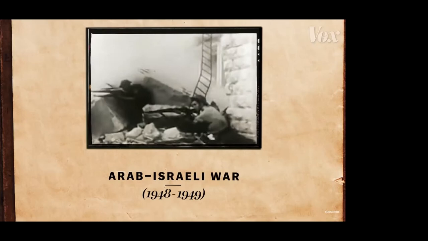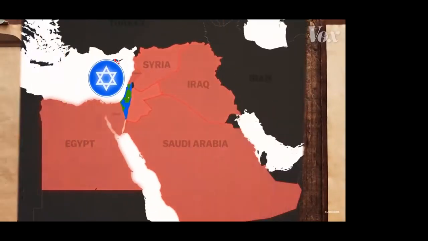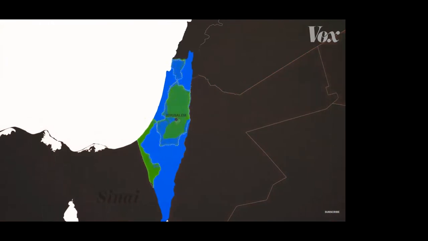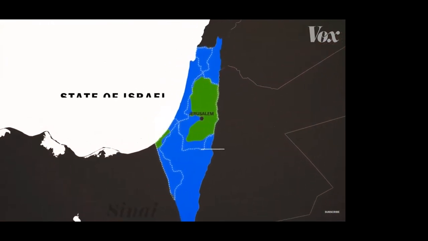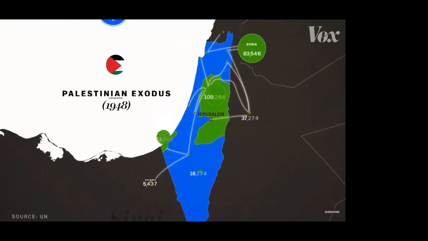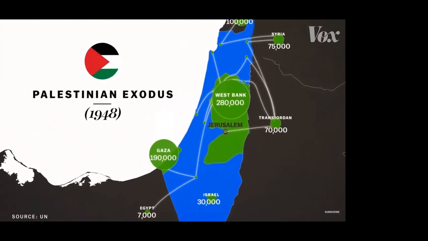The new state of Israel won the war, but in the process, they pushed well past their borders under the UN plan, taking the western half of Jerusalem and much of the land that was to have been part of Palestine. They also expelled huge numbers of Palestinians from their homes, creating a massive refugee population whose descendants today number about 7 million.